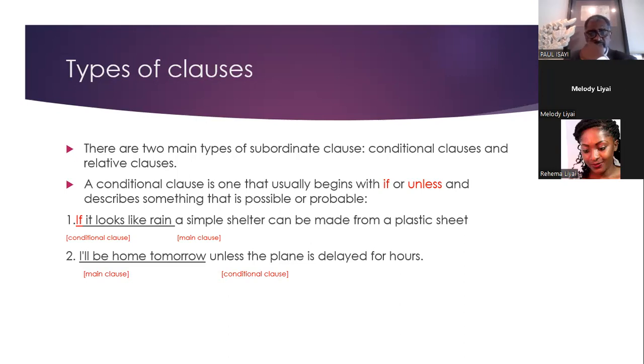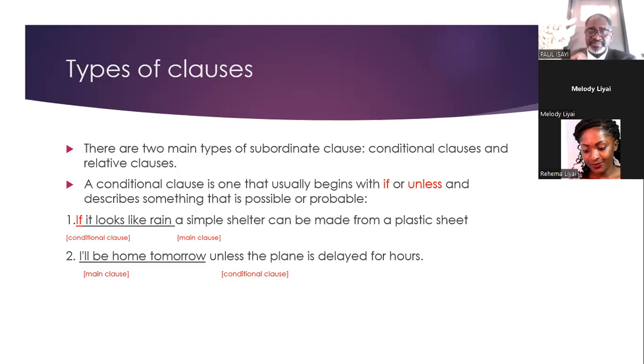If it looks like rain, a simple shelter can be made from a plastic sheet. So what does it mean? If it looks like rain, that is a conditional clause. Okay? And the main clause is a simple shelter can be made from a plastic sheet. It's a complete sentence that can stand on its own.